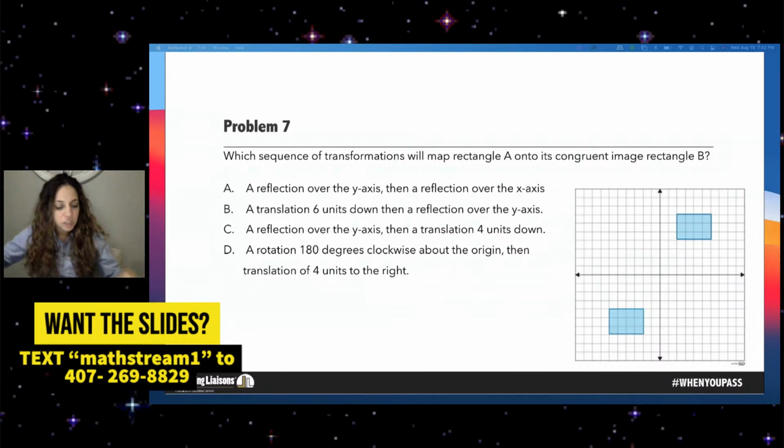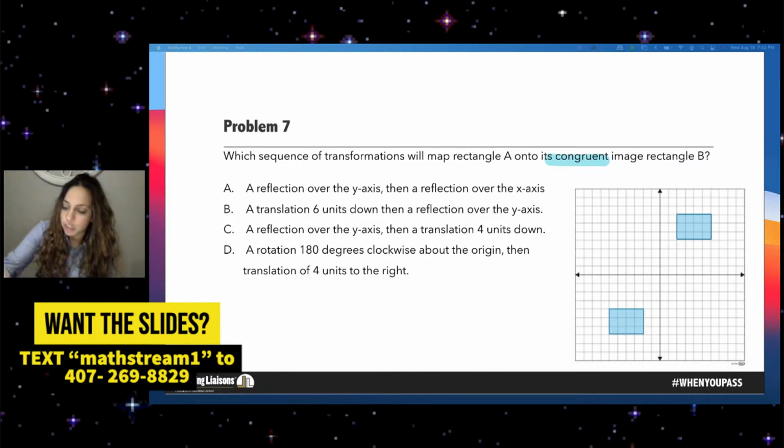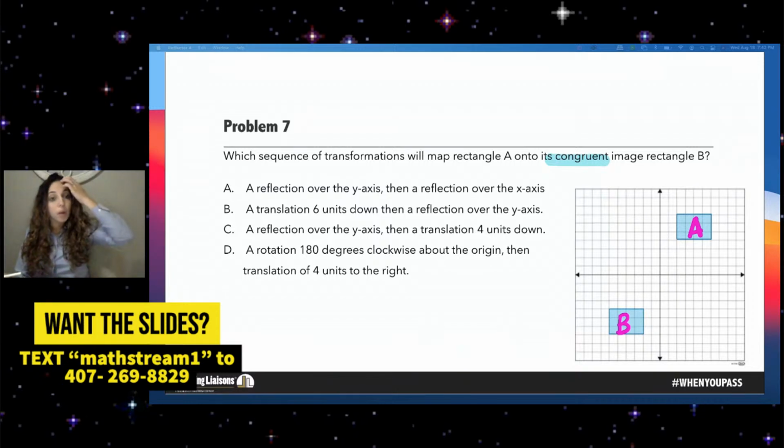So this problem is interesting. We got to know some key vocabulary. I'm sick of the salmon color. All right, so congruent image just means the same. So image A is the same, and I should have labeled this. I apologize. That is A and this is B. So in a normal problem, they will label the images A and B for you. So we've got A and we've got B.